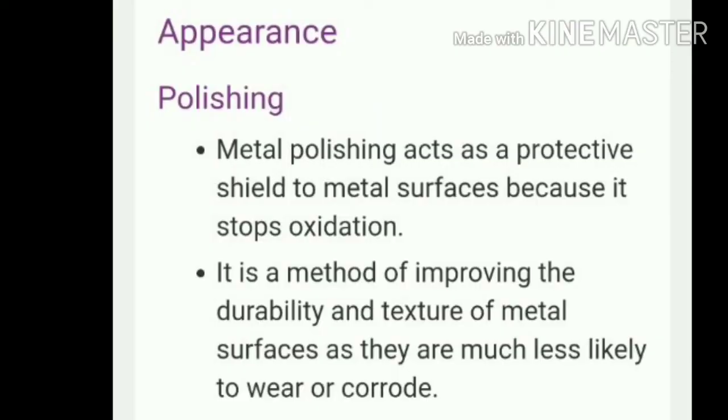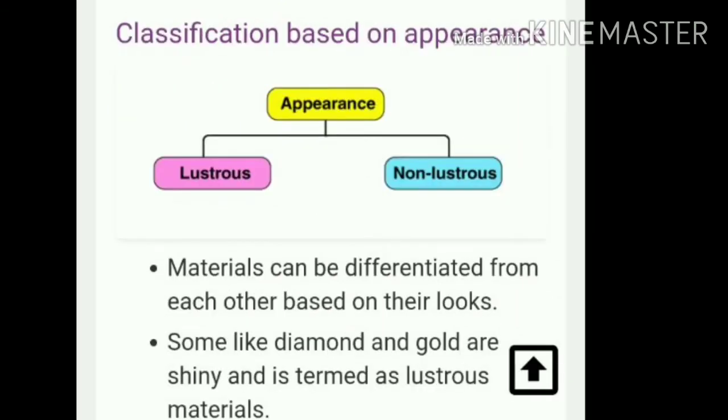So appearance, yes, metal polishing acts as a protective shield to the metal surface because it stops oxidation. It is a method of improving the durability and texture of metal surfaces, as they are much less likely to wear or corrode. If you see the classification which is based on the appearance, they are lustrous and non-lustrous.